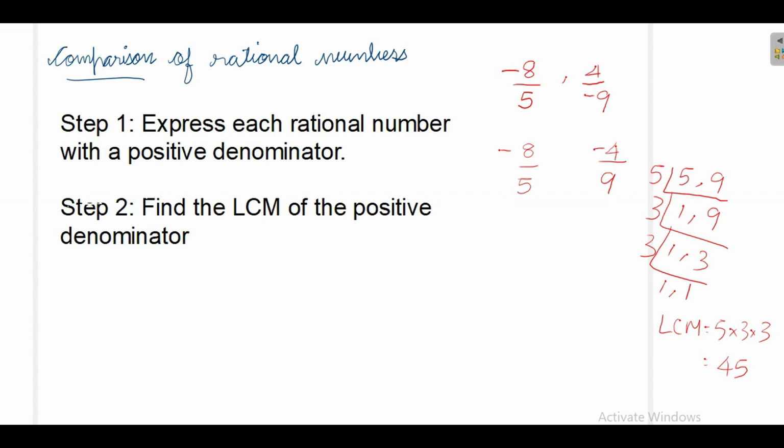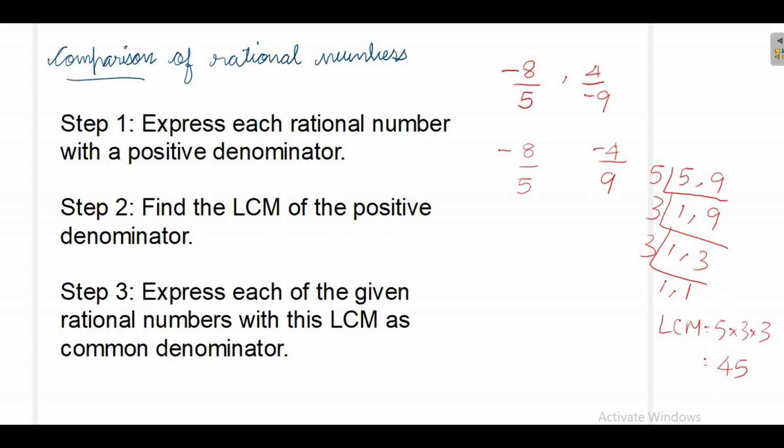Now our third step is to express each of the given rational numbers with this LCM as the common denominator. So for that, minus 8 by 5 will be equal to minus 8 into 9. Why 9? Because we already have 5, and 5 into 9 will give us 45. It's not only the denominator which has to be multiplied, our numerator also has to be multiplied. Only then this fraction will be an equivalent fraction and the value will not change when we compare them.